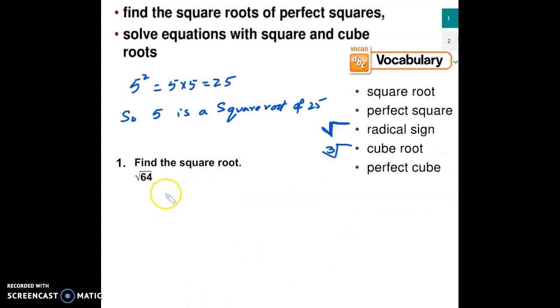Let's do some problems to understand how to find the square root. Let's say finding the square root of 64. I can write 64 as 8 times 8. So 64 is a product of two equal numbers, 8 times 8. So the square root of 64 is going to be 8. Basically you're looking at what times what gives me the number inside the radical sign.